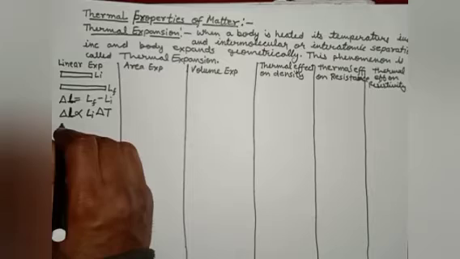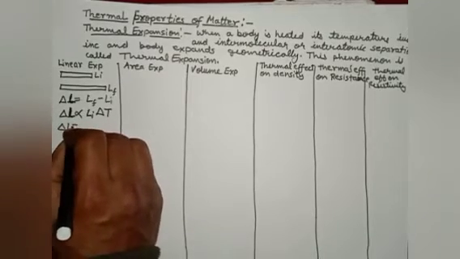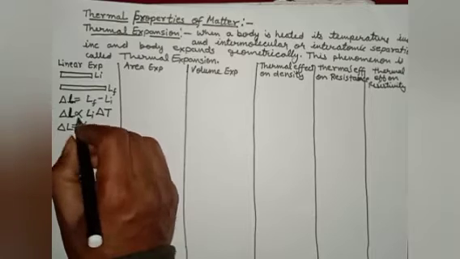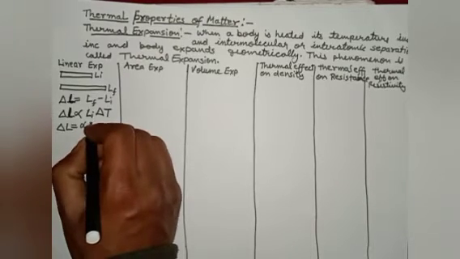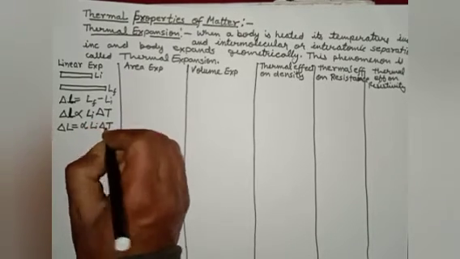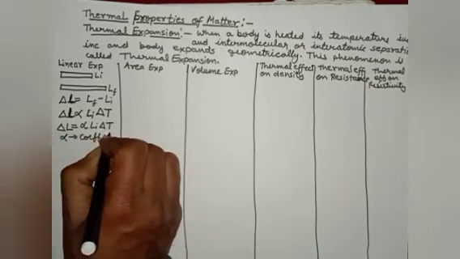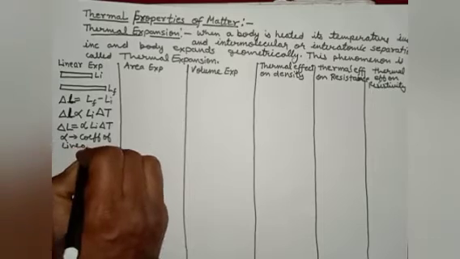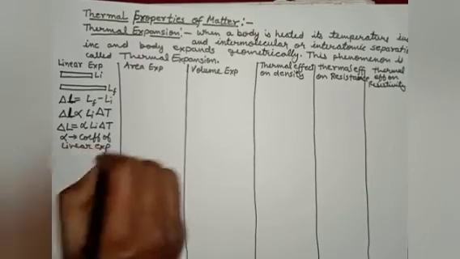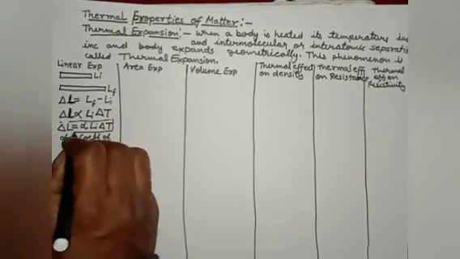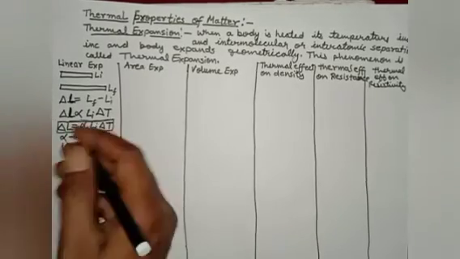Now, if we replace this proportionality with equality, we have to put a constant, and here the constant also resembles the proportionality sign because it is alpha. Delta L equals alpha Li delta T, where alpha is the coefficient of linear expansion. We will discuss it later on. All right, so this should also be taken as a complete formula.